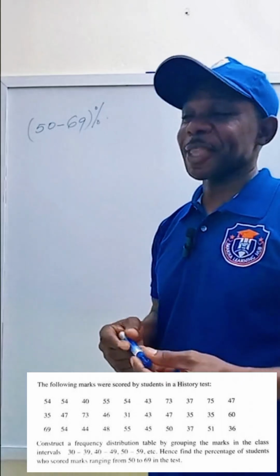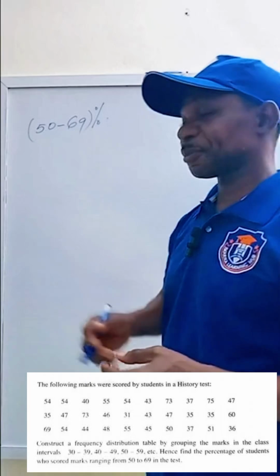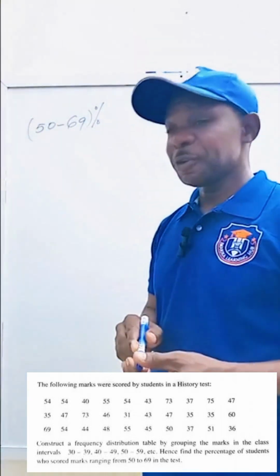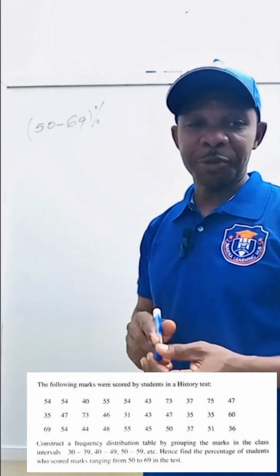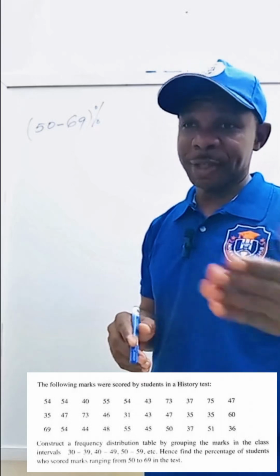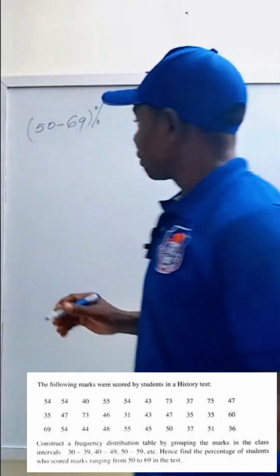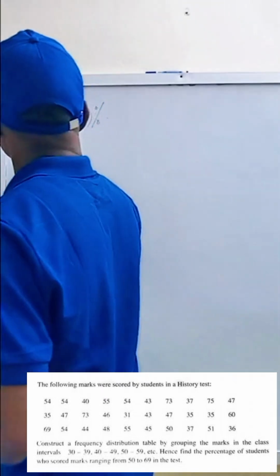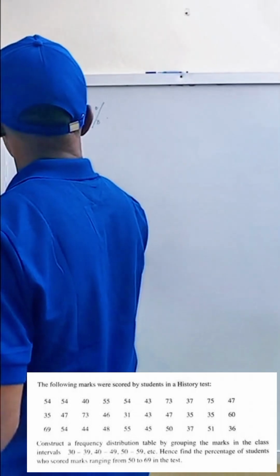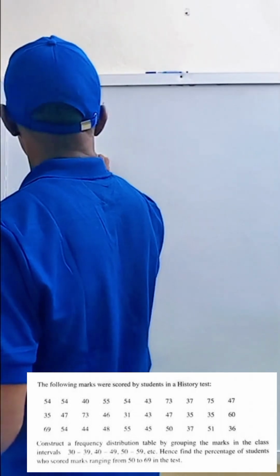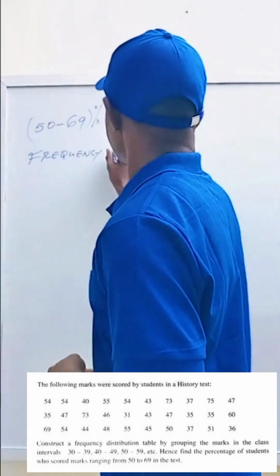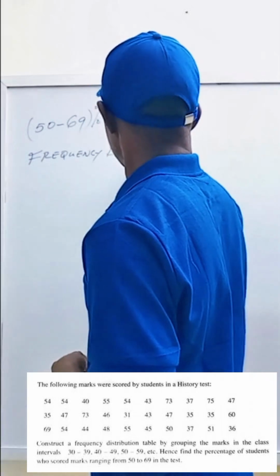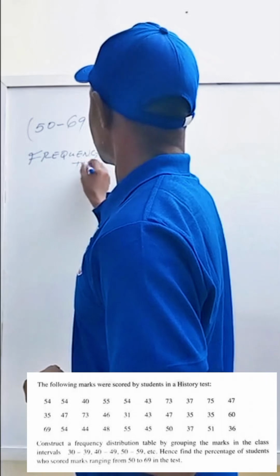So what you're supposed to do here, this is what you should do. First of all, you must prepare the so-called frequency distribution table, because that's what the main question is. So the frequency distribution table is this one.